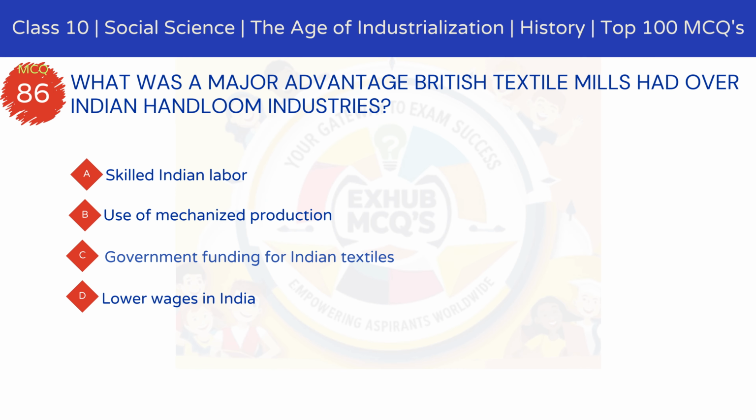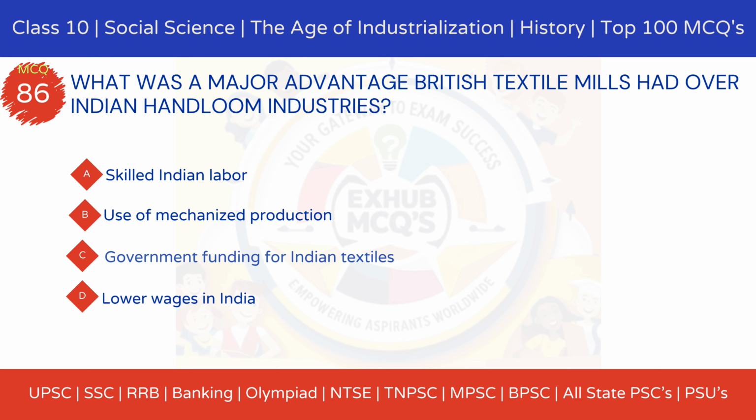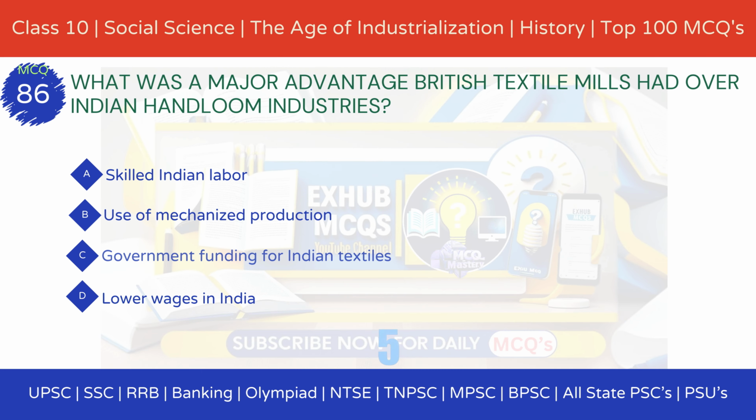MCQ 86. What was a major advantage British textile mills had over Indian handloom industries? Option A. Skilled Indian labor. Option B. Use of mechanized production. Option C. Government funding for Indian textiles. Option D. Lower wages in India.